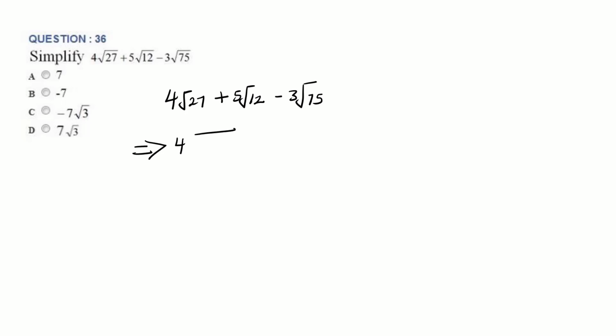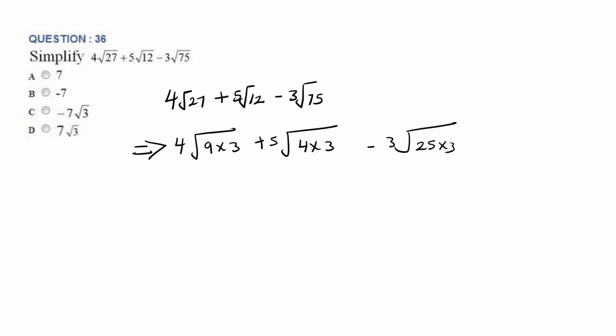4. So 27 can be written as 9 multiplied by 3, plus 5. 12 can be written as 4 multiplied by 3, minus 3. And 75 can be written as 25 multiplied by 3.